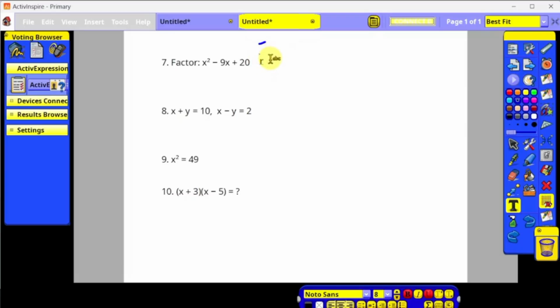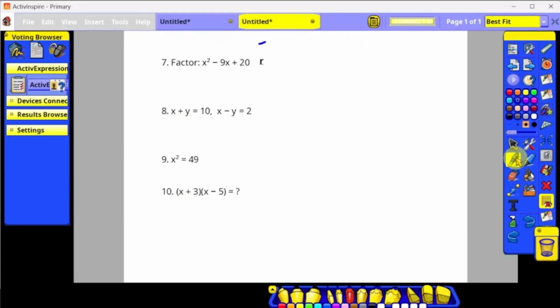Alright guys, this is part 2 of the SAT exam, model exam. So what it says is factorize x squared minus 9x plus 20. This is a quadratic function, so let's write it down. Okay, hold on 1 second. So this is equal to x squared.